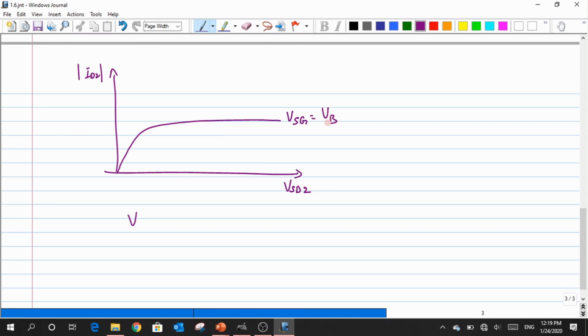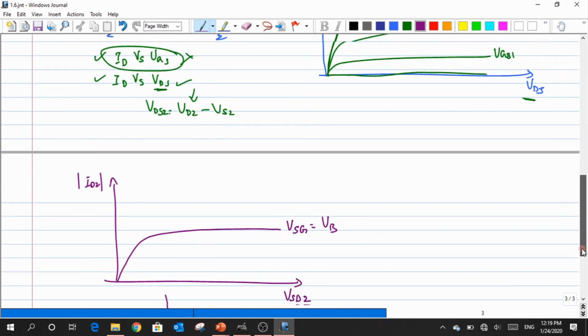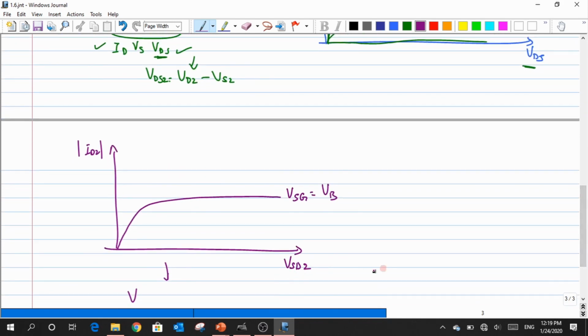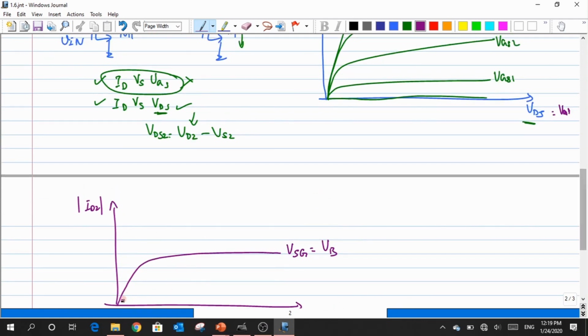So now that I have got this, I want to translate this graph onto this graph. So for which I have to first match my x-axis. So let us look at this x-axis. This x-axis, as I said before, is split as VS2 minus VD2, whereas here this would be equal to VDD minus Vout. But the axis that I have plotted for the M1 is basically just Vout.